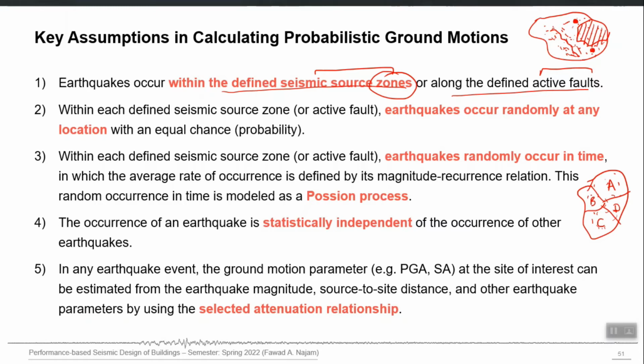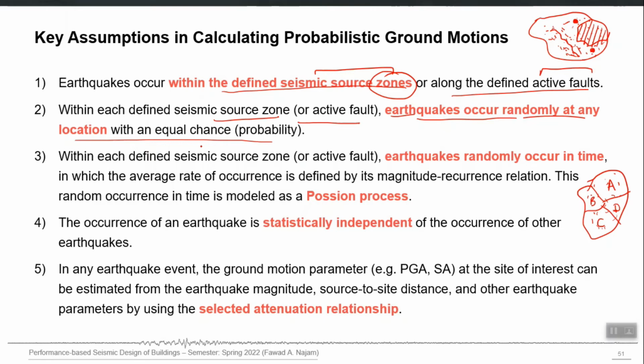Now once we make any source, whether it is an area source or line source or point source in our study region, we assume that earthquakes occur randomly at any location with an equal chance. Within one source, we cannot assume that at one location earthquakes occur more and at another location earthquakes occur less. So within each defined seismic source zone or active fault, earthquakes occur randomly at any location with an equal chance.